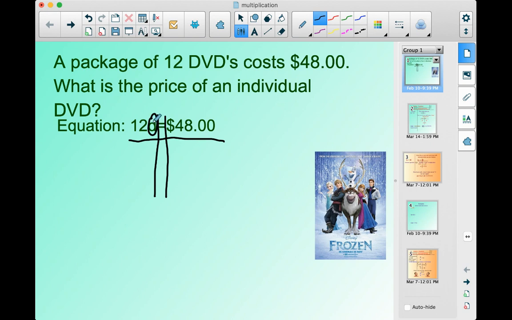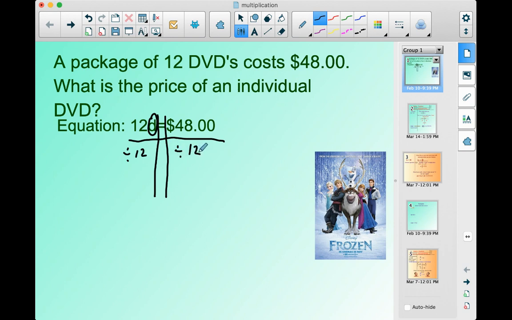So since D is being multiplied by 12, the way I'm going to undo that is I'm going to divide by 12. Well, hopefully you remember also, as soon as I do something on this side, I want to keep it balanced, so I've got to do the same thing over on this side. So I'm dividing both sides by 12 to keep it nice and even.